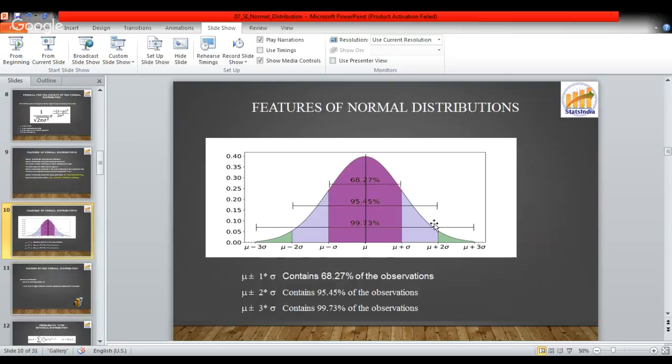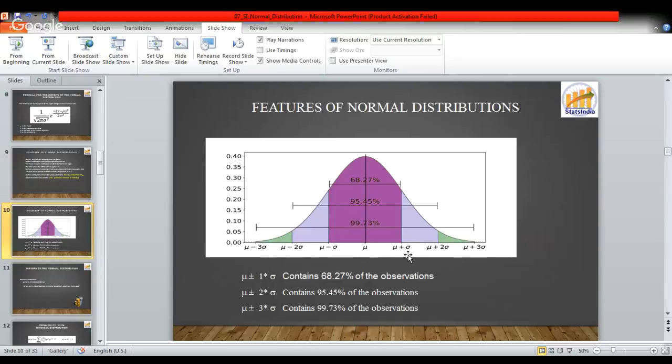Now, these are the same features which we have talked about. Here is a graph of a normal distribution. From the middle line, it is symmetric on both sides. The total area under this curve is 1. As it is symmetric, the left hand side is 0.5 and the right hand side is also 0.5. This is mu, the mean, median or mode.